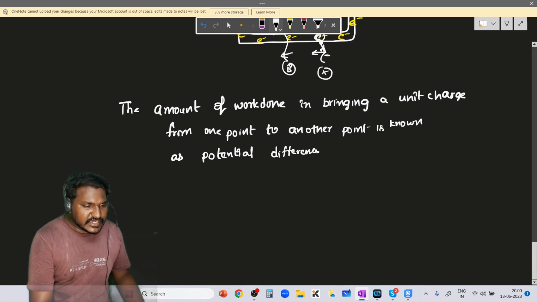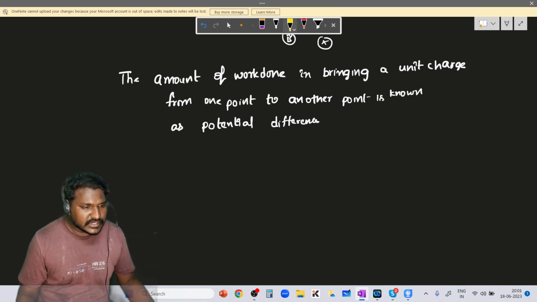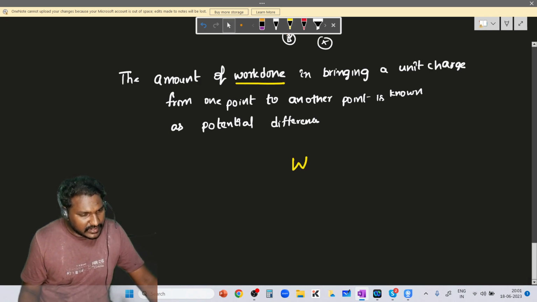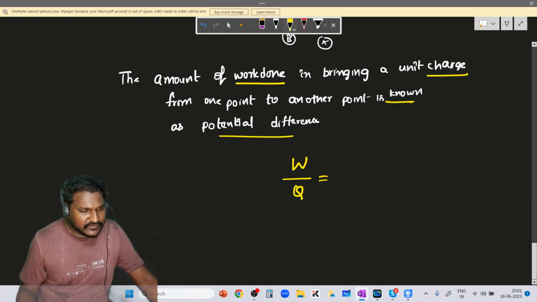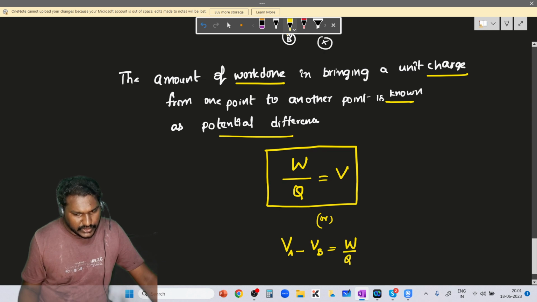Now, from the definition we can give a mathematical formula for potential difference. The amount of work done in bringing a unit charge is known as potential difference. Potential difference is denoted by the symbol V. So V is equal to W by Q. From the diagram, the potential difference between 2 points, VA minus VB, is equal to W by Q.